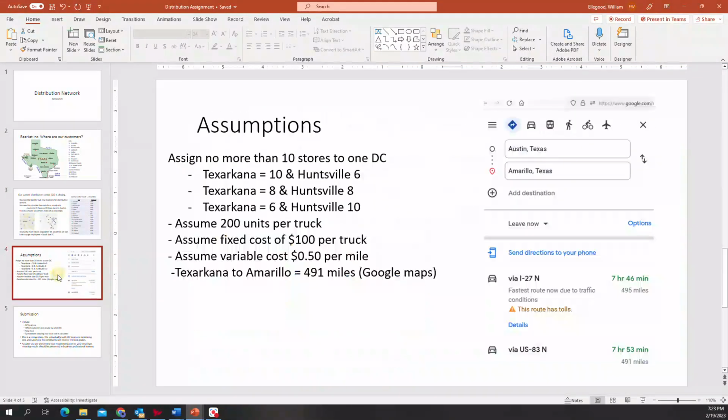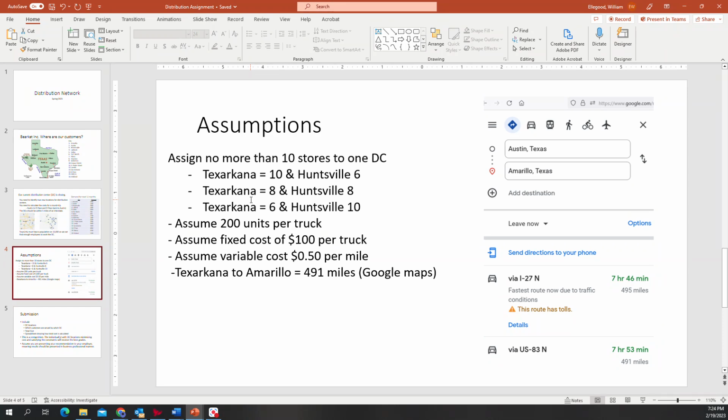So our assumptions: assign no more than 10 stores or 10 customers to one DC. So we could have a DC in Texarkana and one in Huntsville, with 10 being serviced by Texarkana and 6 by Huntsville, or 8 and 8, or 6 and 10. But a DC can serve no more than 10 customer locations.